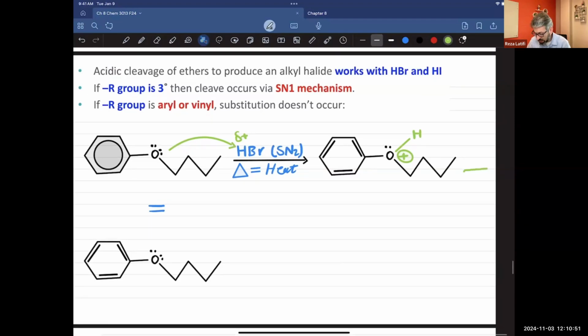In the next step of this reaction, we will have a nucleophile, and the nucleophile can attack the carbon. Why carbon? Because that carbon is attached to oxygen that has a positive charge, and oxygen is going to pull electron density from that carbon, and it will create a positive charge on carbon. This is going to be an SN2 reaction, and the nucleophile will be the bromide.